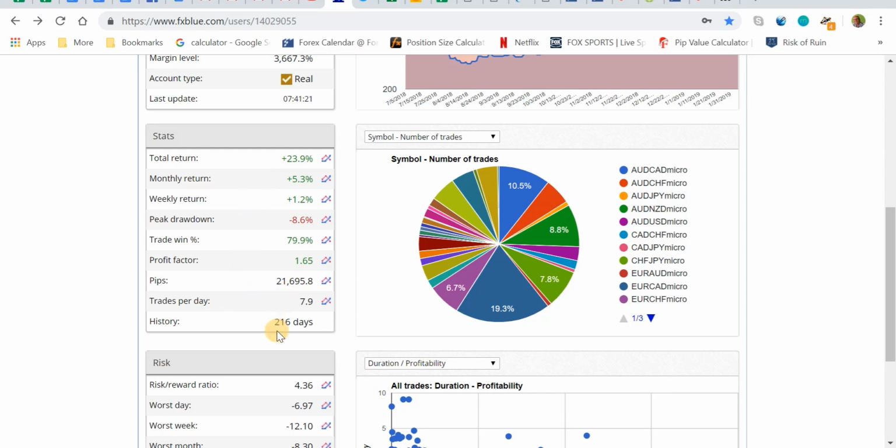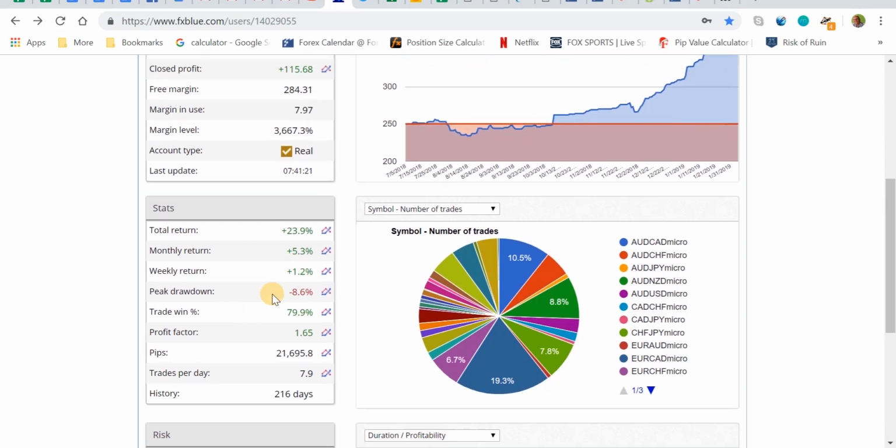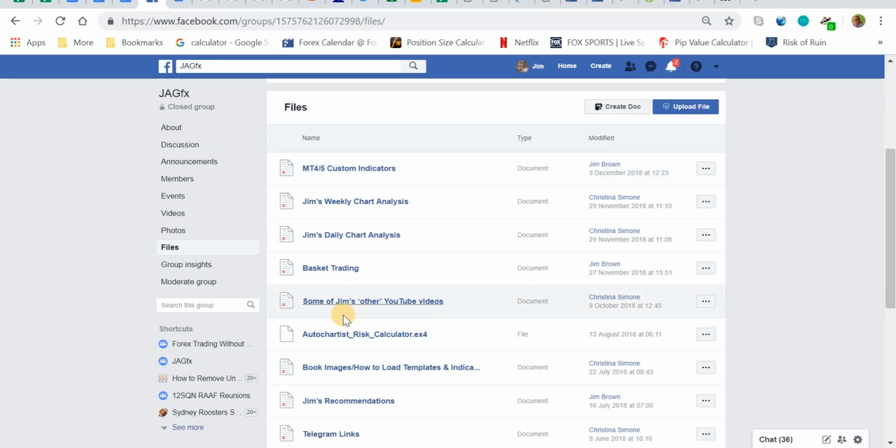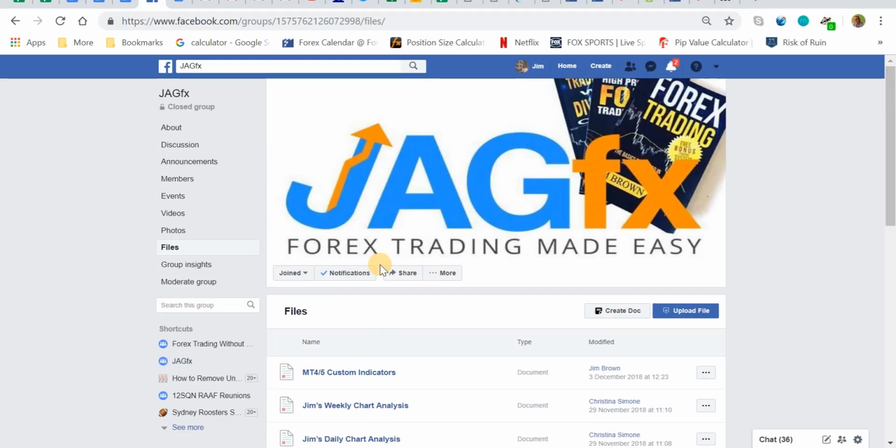Look how many, it's been going for 216 days. Look how many pips I've cranked up to. Nearly 22,000 pips. Pips aren't important, guys. It's all about the dollar, not the pips, but these people say, oh, earn 200 pips a month and they're super happy about it. It's irrelevant, really. Look at that. That's 22,000 pips in 2/3 of a year. So they've got stats here. There's links in that Facebook, that basket trading and the files there if you want to read up on that. Just a bit of interest for you.